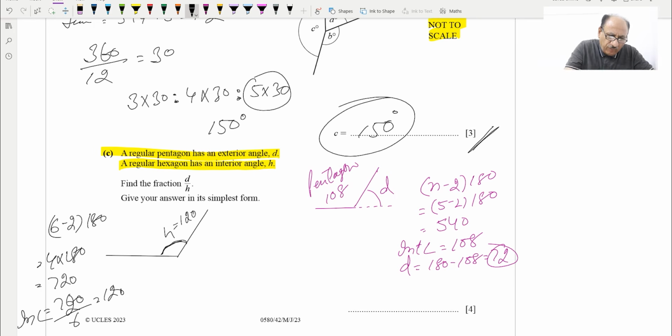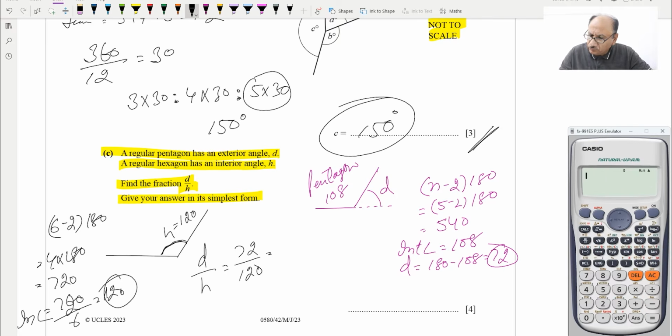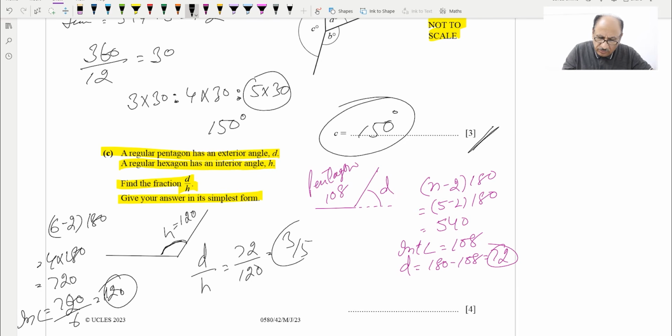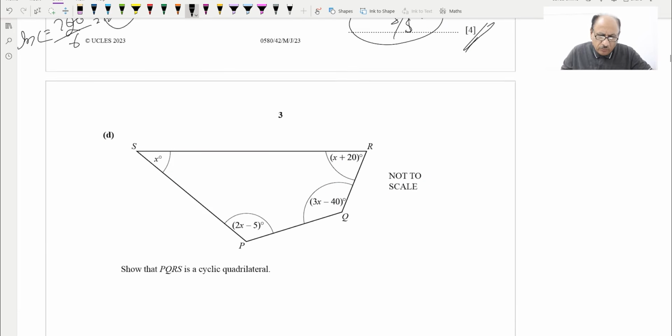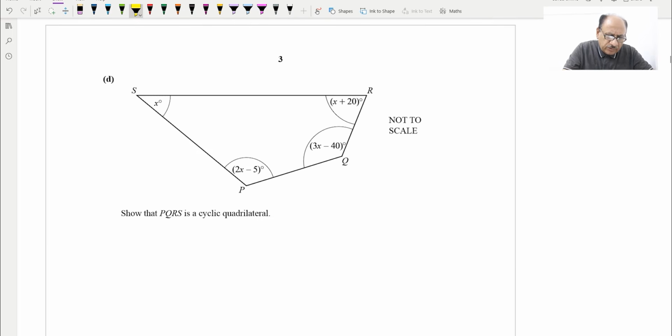Now they are saying find the fraction d over h. Give your answer in simplest form. So d over h, we can write d value is 72 and h value is 120. So this will be 72 over 120, which results in 3 by 5. So our answer will be 3 by 5, and this is for 4 marks. Hopefully you understood this.